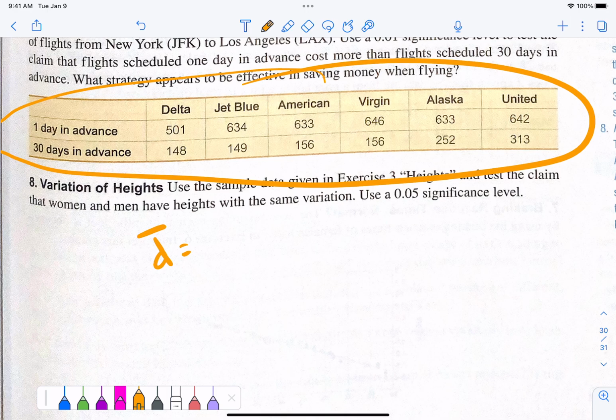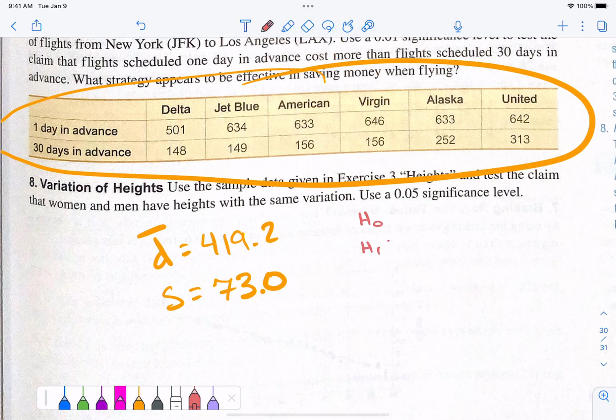I got the S too. D bar is 419.2. Give me S, right? 73.0. Okay, here's what I want you to do. Do this real quick. Do the hypothesis test.